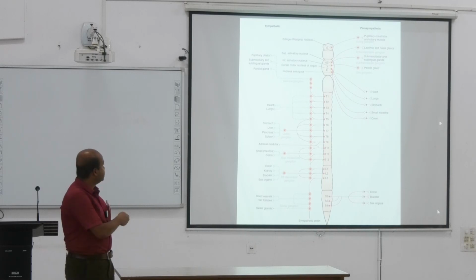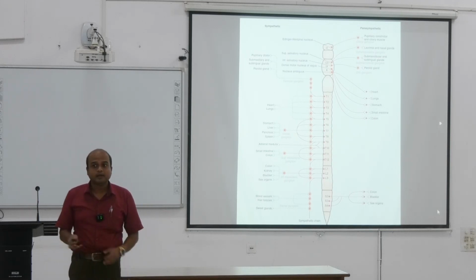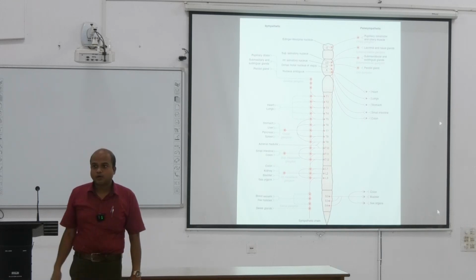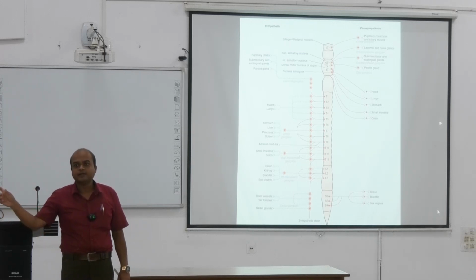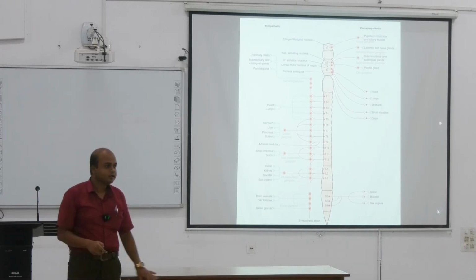Again, I will suggest remember the names of these 4 nuclei, for the 3rd, 7th, 9th and 10th nerves, from where the parasympathetic nerves will arise and reach their respective ganglion. Names of the nuclei and names of the ganglia. What are the nuclei? Third nerve, Edinger-Westphal nucleus. Ganglion is ciliary ganglion. Muscles are ciliary muscle and sphincter pupillae. You will get it in books. Whichever books you study, you will get it.